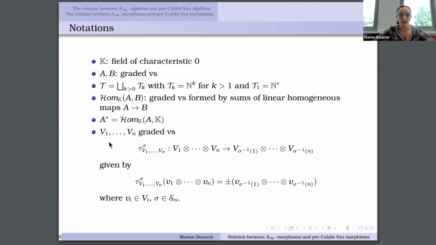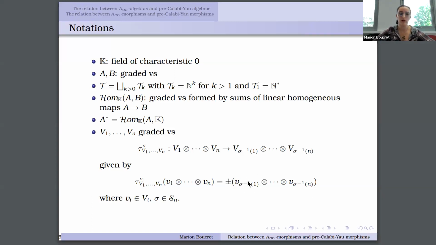Also, I recall that we have maps. Given graded vector spaces V1 to Vn, one can define a map on the elements. We have the data of a permutation sigma, and this map will be the permutation of the elements. Here, the plus or minus denotes the usual Koszul sign. I will not give you all the signs for this talk, but all the signs come from the usual Koszul rule and are uniquely determined by the elements here.